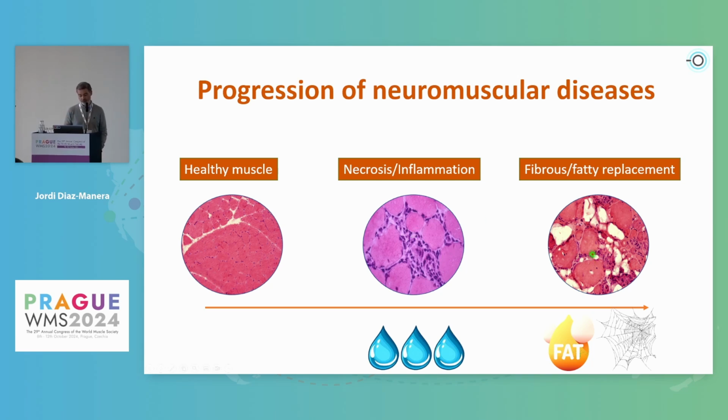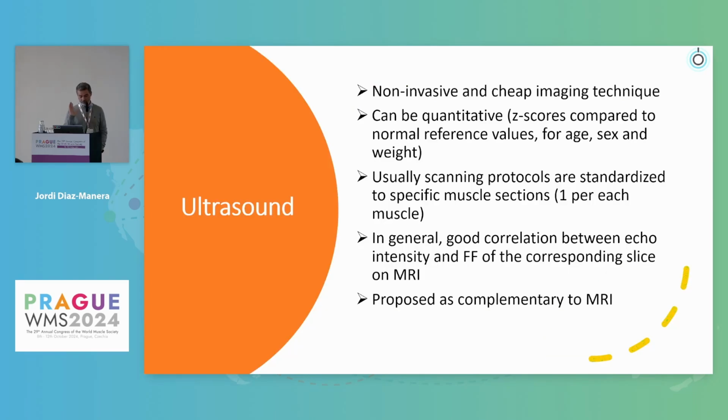In a second stage, what we are going to have is loss of muscle fibers and replacement by fibrotic and fat tissue. And this is more a chronic status of the disease, and we can try to identify this fat and fibrotic tissue with different imaging modalities, as you will see later. So having that in mind, let's start with ultrasound.